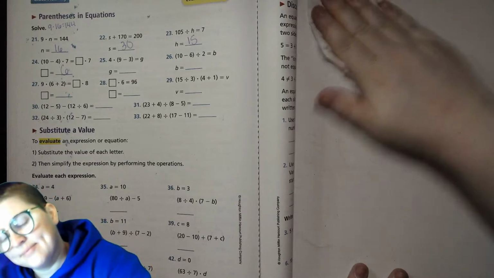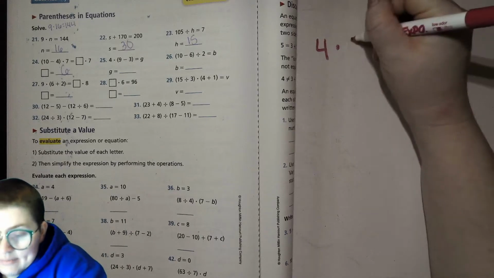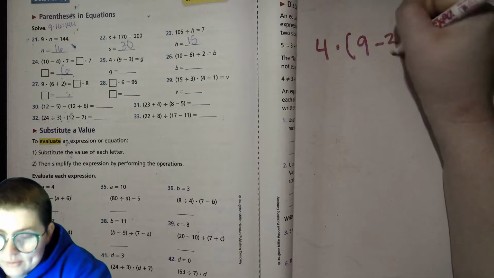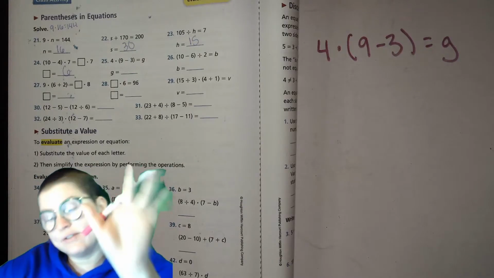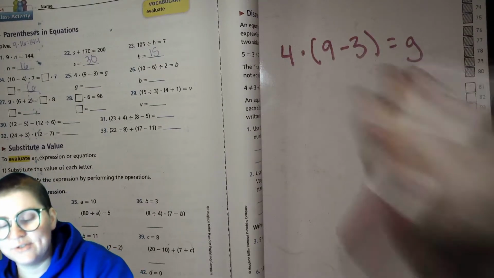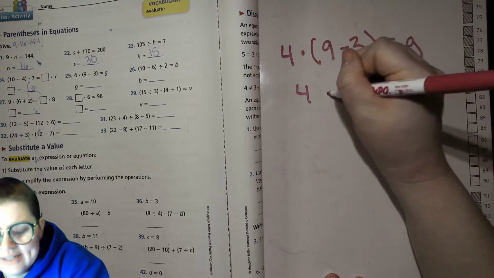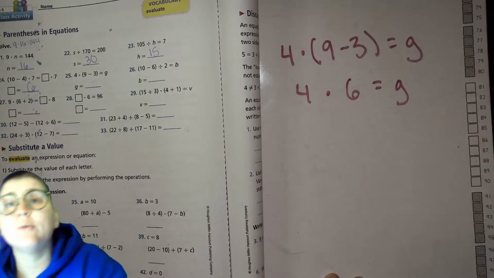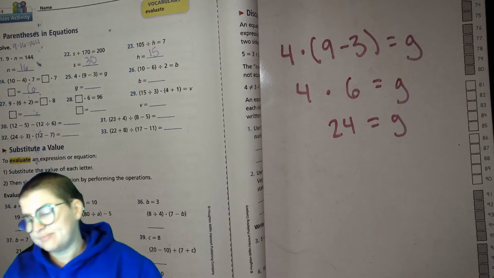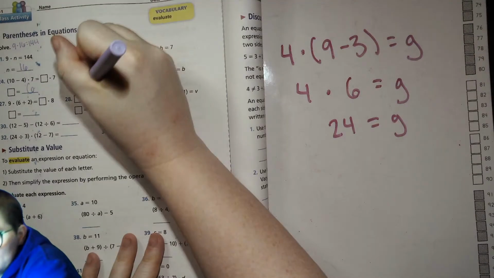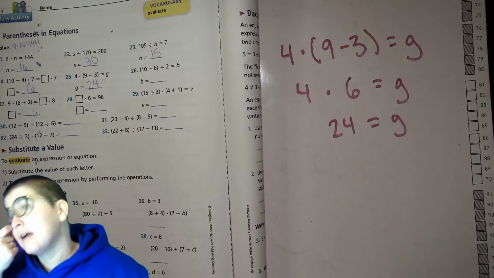Okay. Next one here. 4 times parentheses 9 minus 3, close parentheses, equals g. Now, what do we have to do with the order of operations? We have to do the parentheses first. So let's do that first and simplify that. 9 minus 3 is 6. Bring the rest of it down. 4 times 6 equals g. What is 4 times 6? 24. So g equals 24.